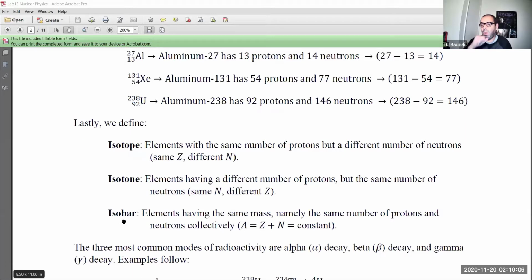Isobars, not to be confused with the thermodynamics isobar, have the same combination of protons and neutrons, the same mass basically at the end. But they have different Z's and different N's, but they could be flip-flopped, okay?